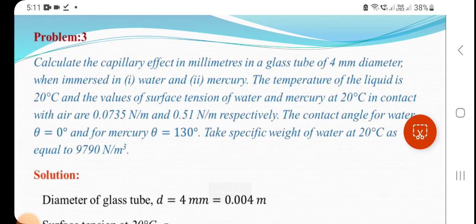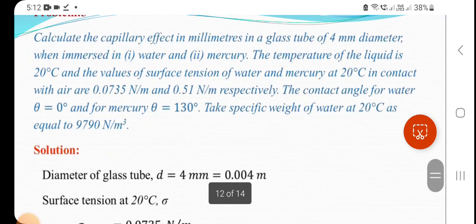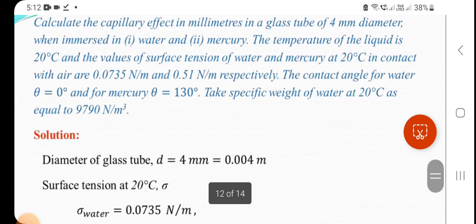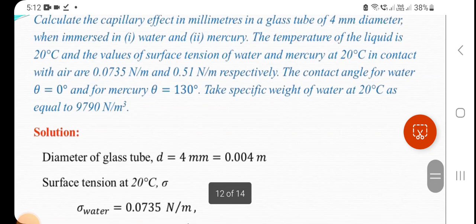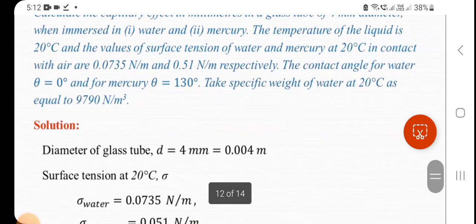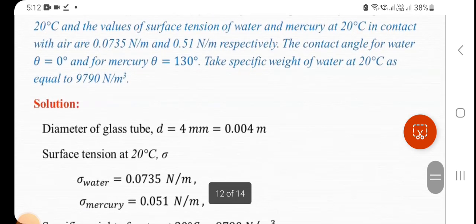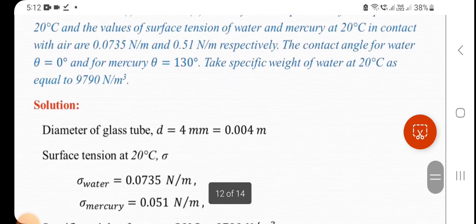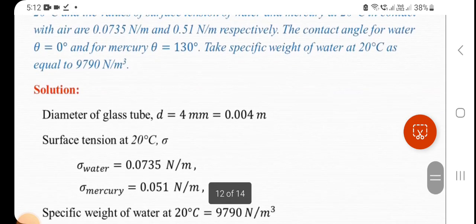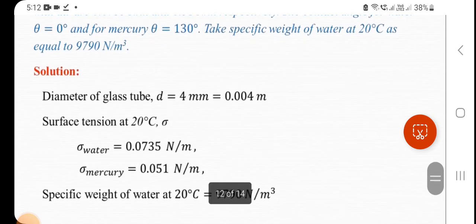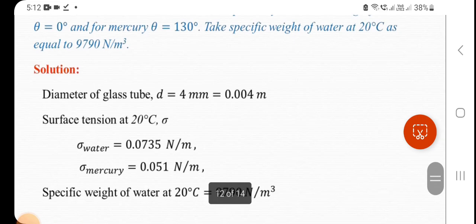So we'll solve a problem on capillary effect. Calculate the capillary effect in millimeters in a glass tube of 4 mm diameter when immersed in water and mercury. The temperature of the liquid is 20 degrees Celsius, and the values of surface tension of water and mercury at 20 degrees Celsius in contact with air are 0.0735 newton per meter and 0.51 newton per meter respectively. The contact angle for water theta is equal to 0 degrees. For mercury it is 130 degrees. Take the specific weight of water at 20 degrees Celsius as 9790 newton per meter cube.